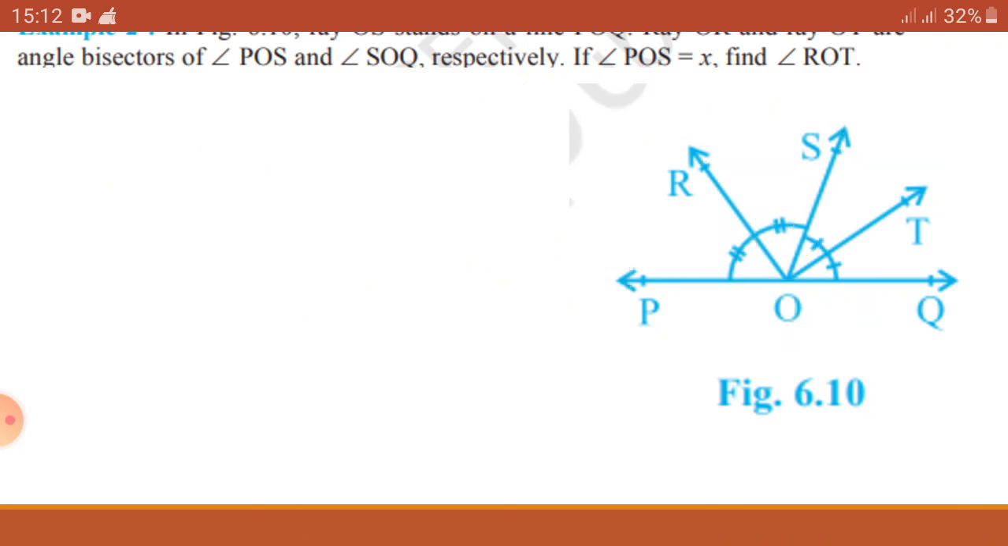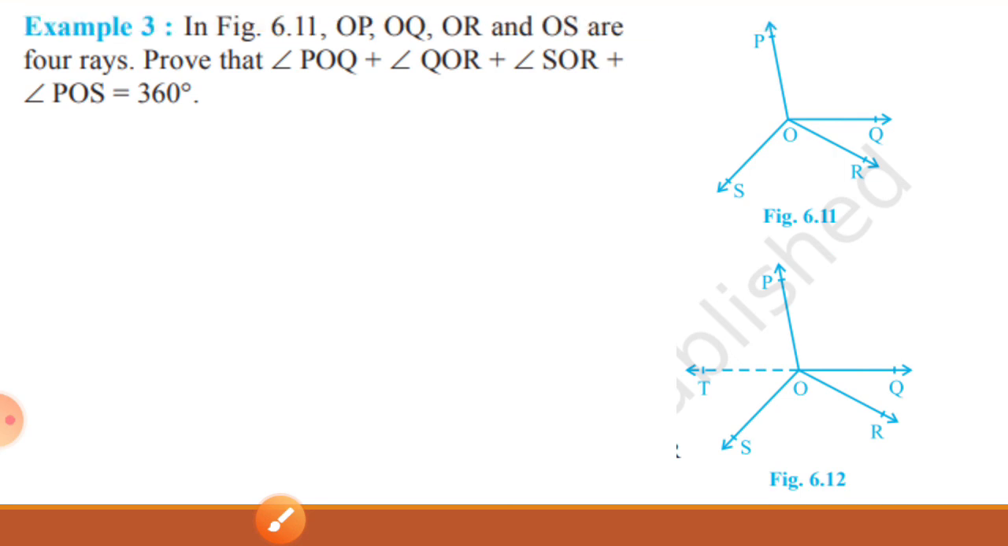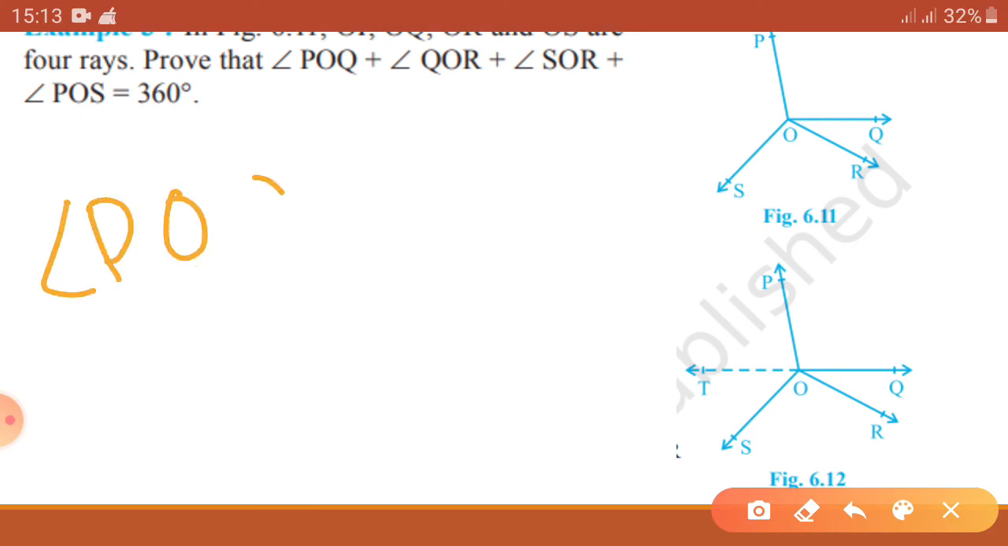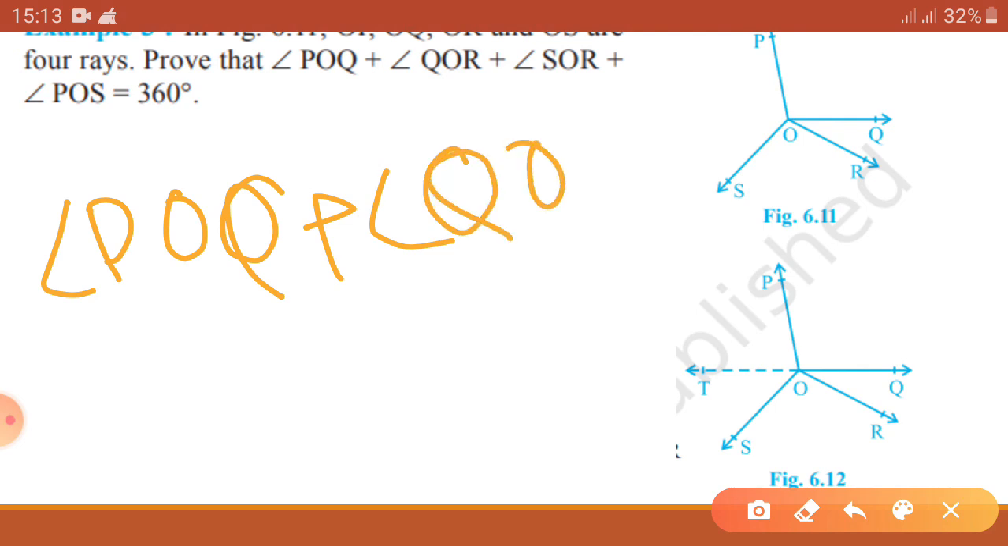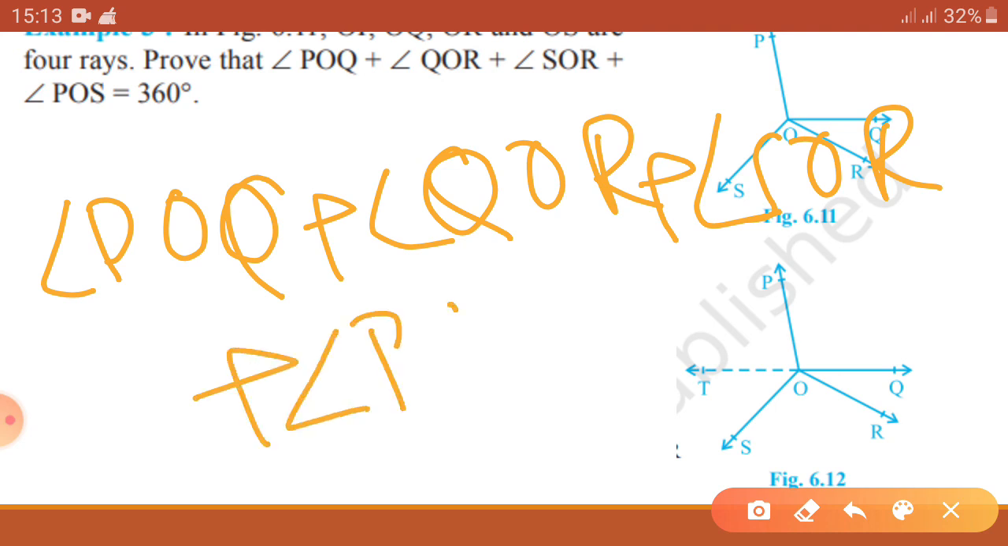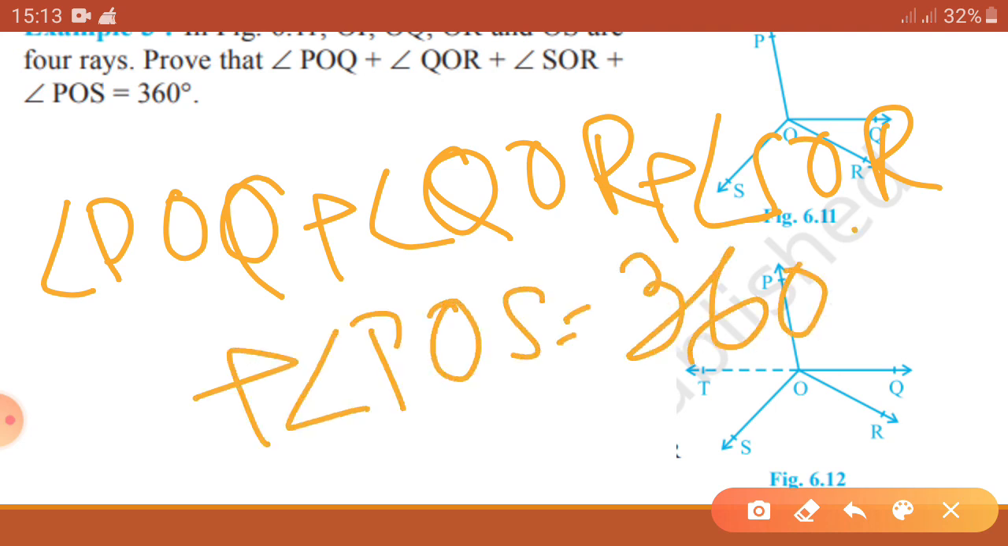Okay, go to the next example. Now in this example, already given the figure 6.11, OP, OR, OQ and OS are 4 rays. Here are the rays in figure number 6.11. Prove that angle POQ plus QOR plus SOR plus POS is equal to 360 degree. So we have to prove that angle POQ plus QOR plus angle SOR plus angle POS is equal to 360 degree.